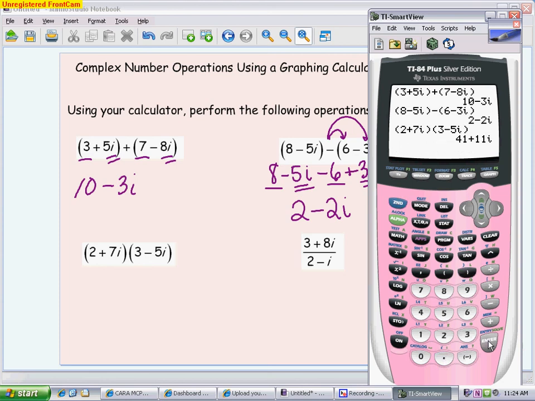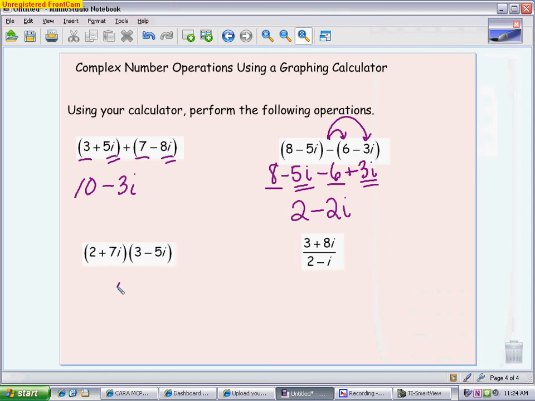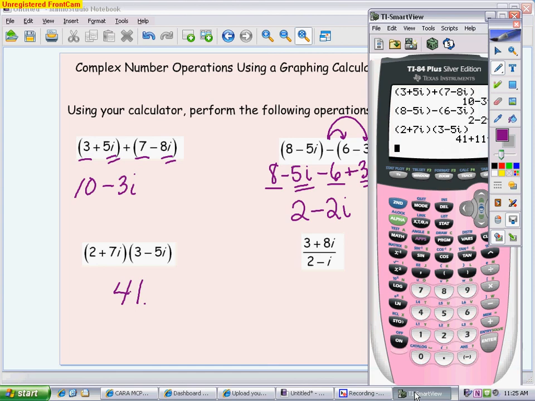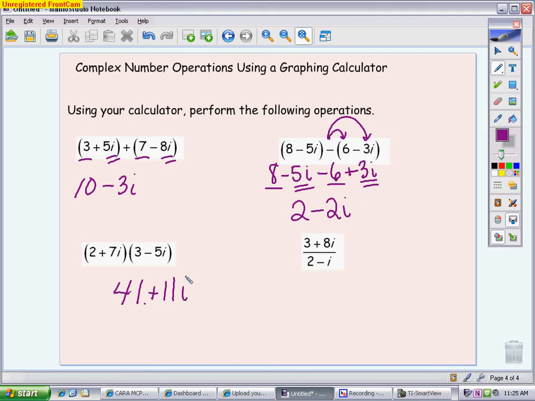We get a complex number of 41 plus 11i. So all I'm going to do is write down 41. Now it'll show up a little bit better. And plus 11i. And that is your answer.